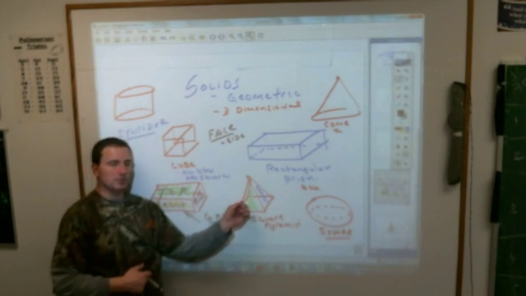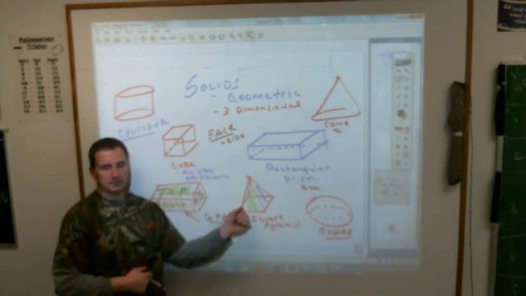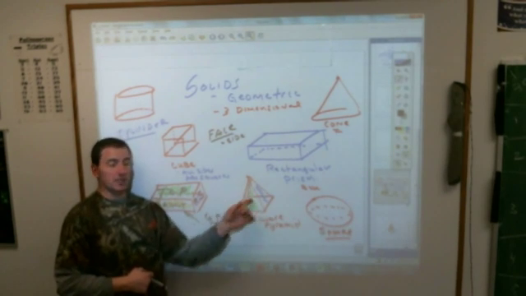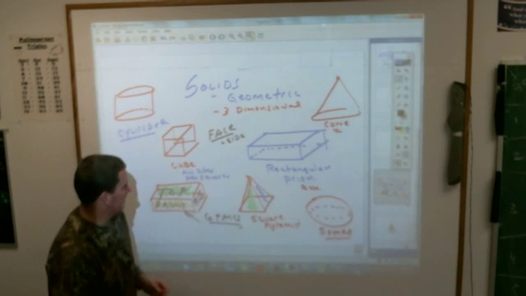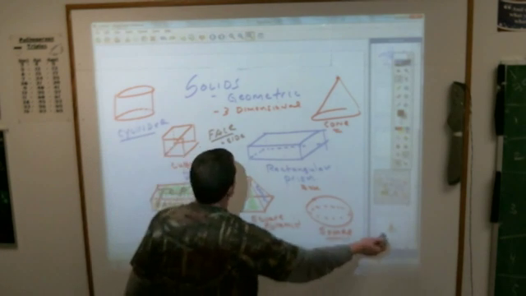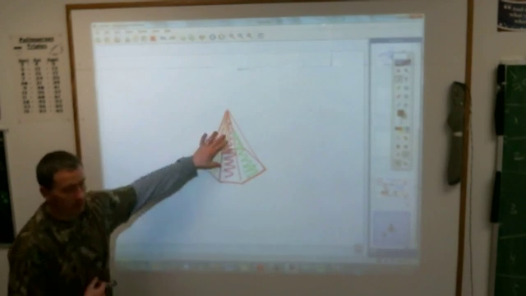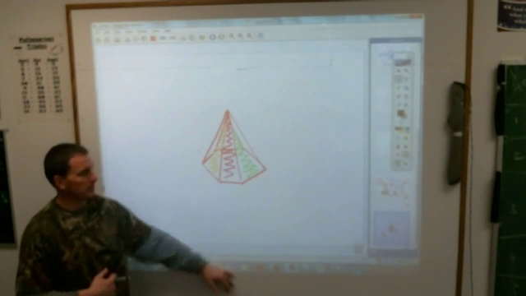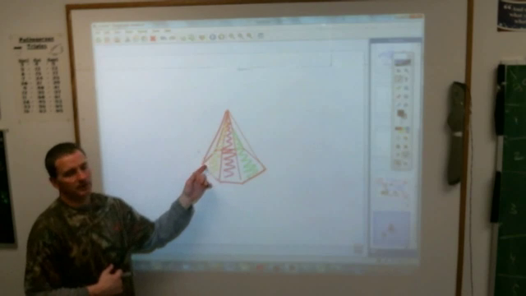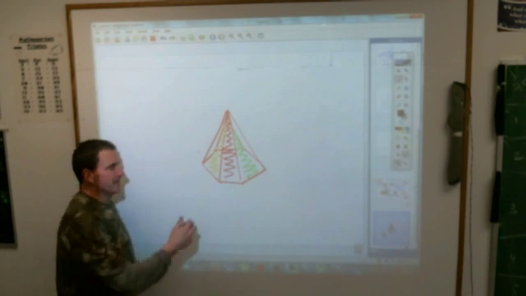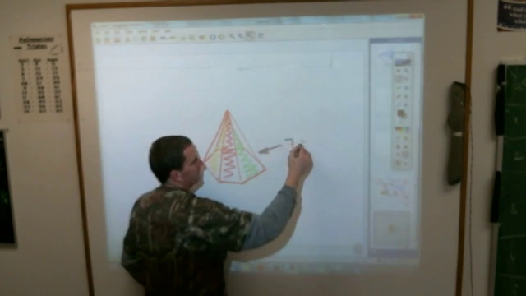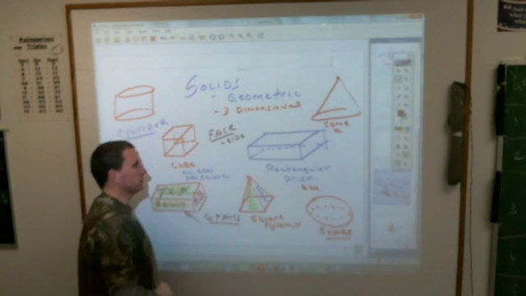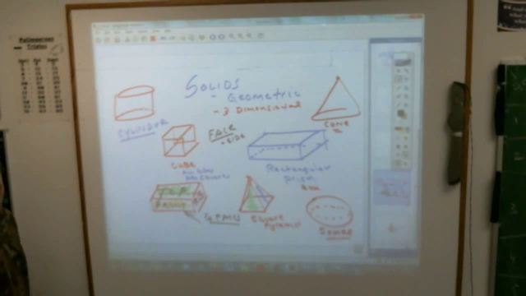Now, the square pyramid here does not have 6 faces. It only has 5. It's got its base and then the 4 shapes that make up its sides. My hexagonal pyramid had how many faces? It's got 6 that go around the sides and the bottom. This has 7 faces. And then with solids, also we talk about vertices.